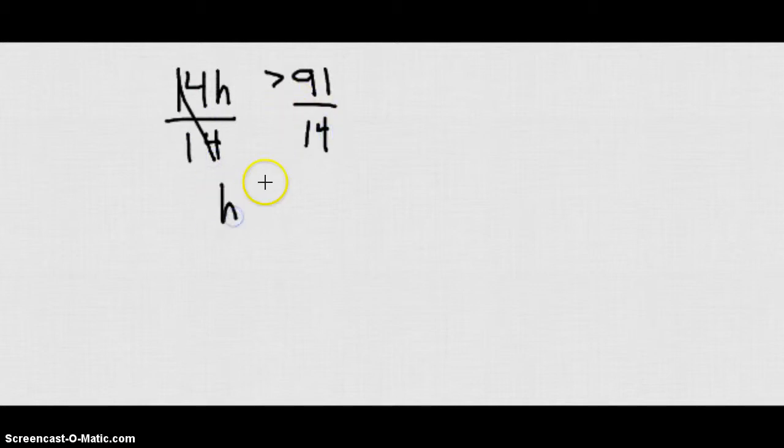Let's say I have 14h is greater than 91. Let's solve for h. I'm going to divide both sides by 14 to get h by itself. I get h is greater than 6.5.